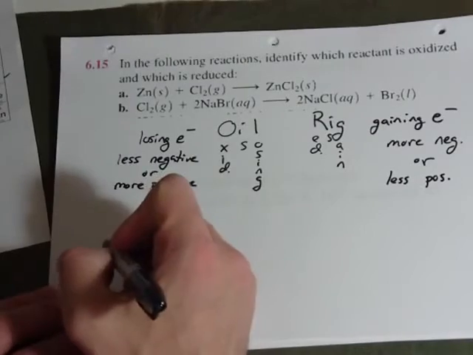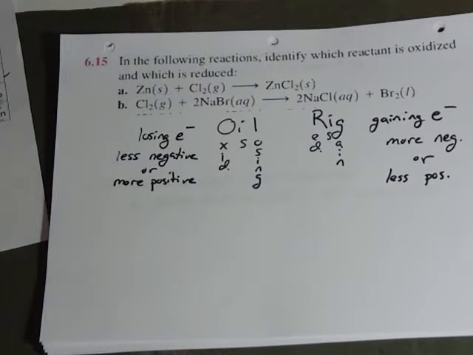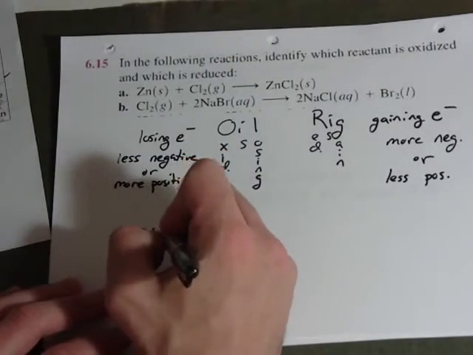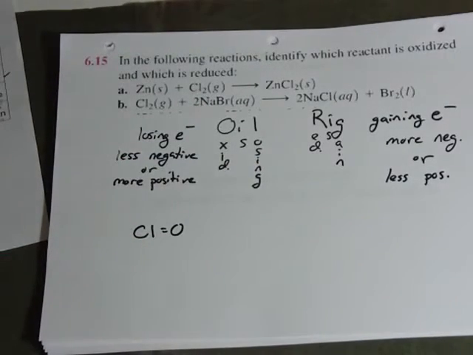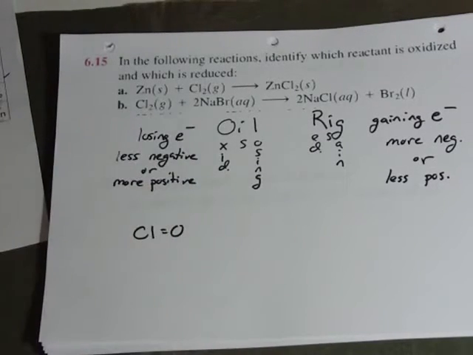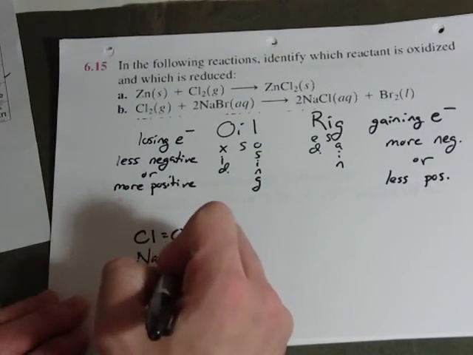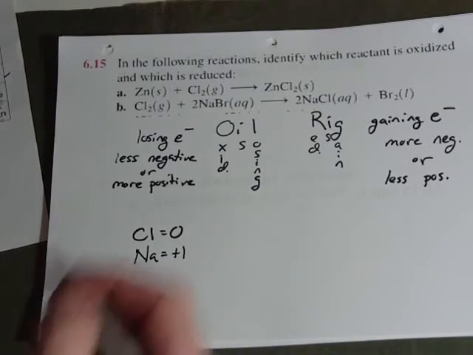And so in B, chlorine, when we have atoms by themselves or in their natural state, then their oxidation number, basically their charge, is 0. So in the reactants, Cl is equal to 0. Going back to the previous chapters, remember that group 1 metals such as sodium in compounds like to take the charge of positive 1. And so that's what it actually is here. Sodium is going to have positive 1, and bromine is a group 7A element, and so it likes to take in an electron, so it likes to have a negative 1 charge.